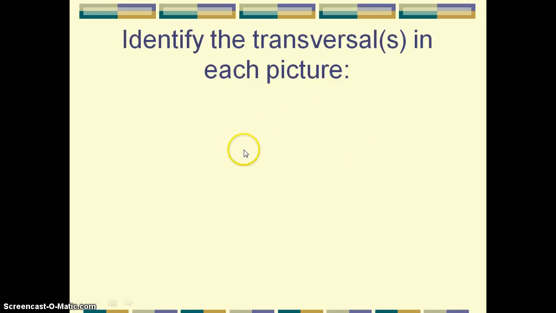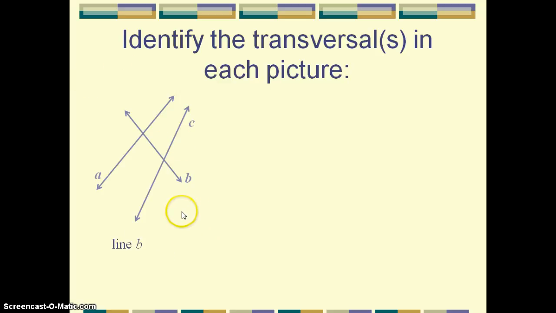So before we talk about those special angles, we're going to identify the transversals in each picture. I want to make sure you really know what a transversal is. So looking at the first picture, the transversal is going to be line B. The reason that it's line B is because that's the only line in the picture that's intersecting two other lines. The next picture, the transversal is going to be line M. It's intersecting lines N and K.